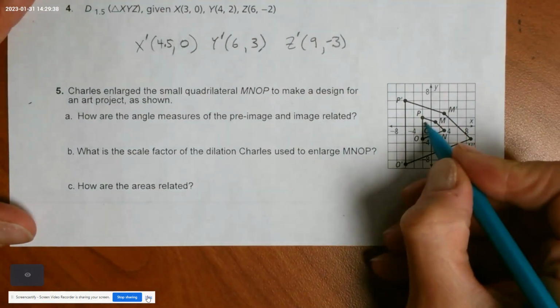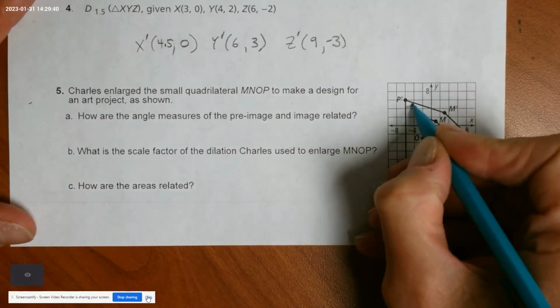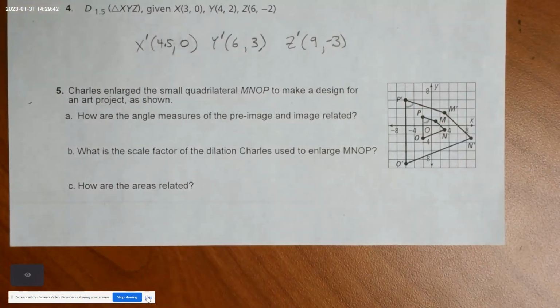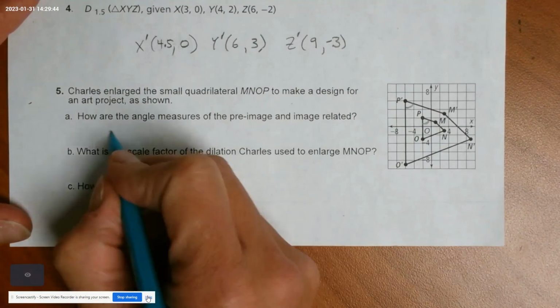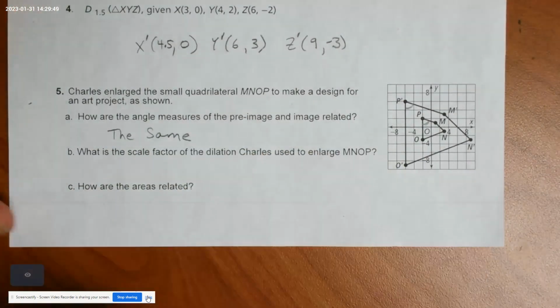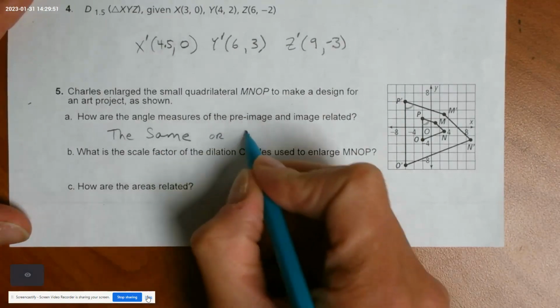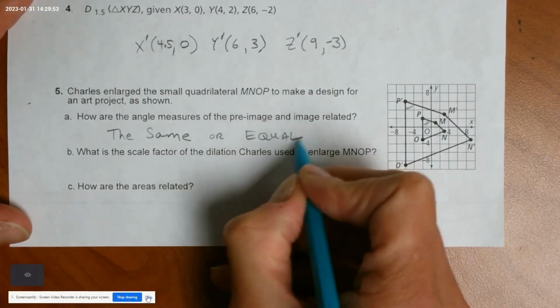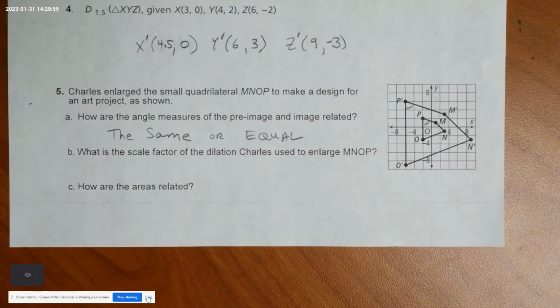Well, if you just look at angle P here and you look at angle P prime here, I hope you see that those are the exact same measure. So I would write the same. How are the measures related? They're the same, or you could say equal. So angle measures don't change when you make something bigger or smaller.